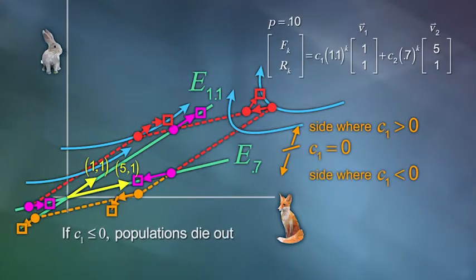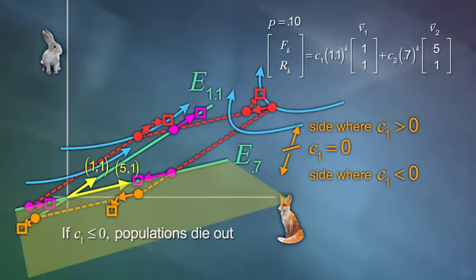Now, if C1 is less than 0, you can see that the first term will be a vector that is negative in both components, for both foxes and rabbits. This corresponds to the shaded region in the diagram. The first term may be outweighed by the second term if the second term is quite positive at the start, but eventually the first term will grow in absolute value and dominate, leading to one of the populations going negative.